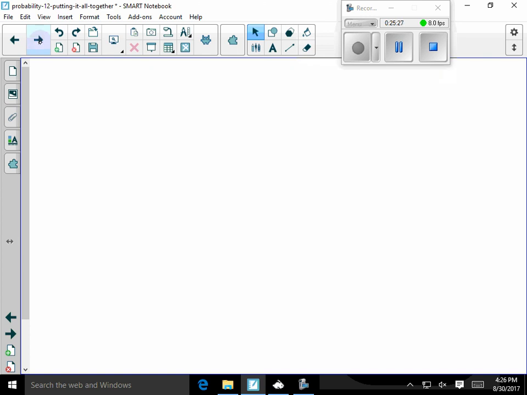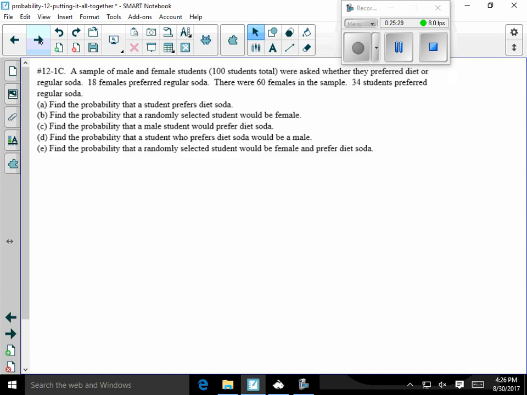Okay, we're going to look at one more on this. I know we're spending a lot of time on this, but this is a good way to show how many different representations you can do for one problem like this. Another representation of the same information: a sample of male and female students, 100 students total, were asked whether they preferred diet or regular soda. 18 females preferred regular soda. There were 60 females in the sample. 34 students preferred regular soda, and then find those same probabilities.